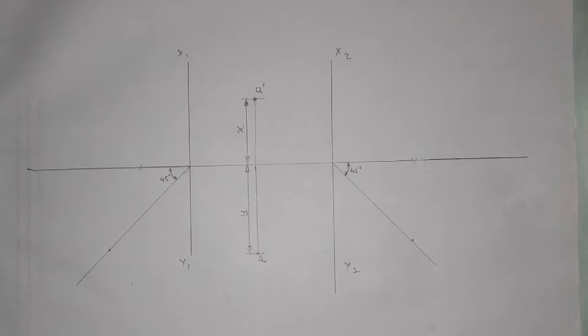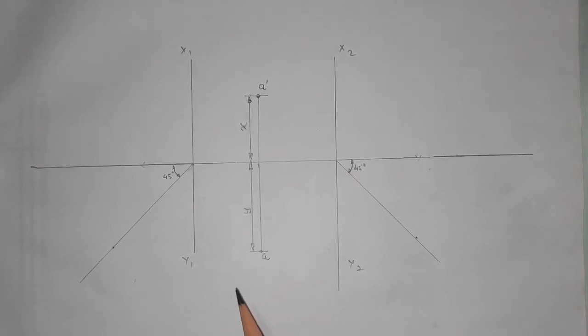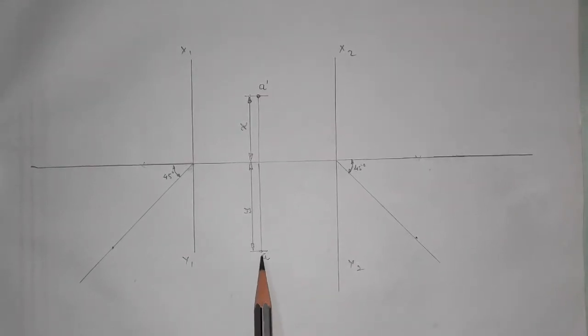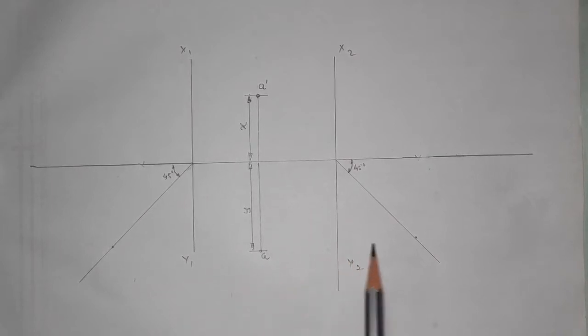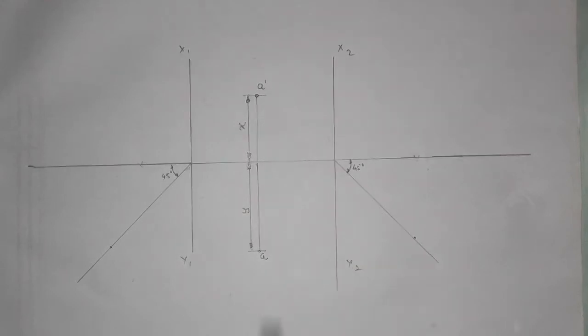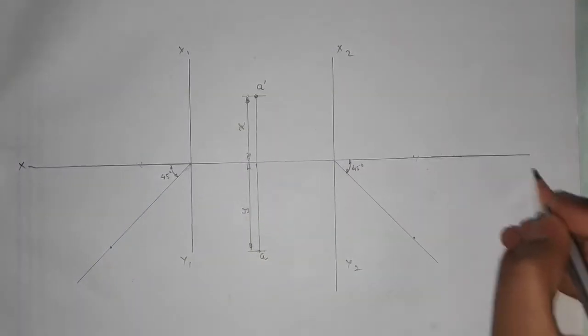Now just see where the top view of this point is. The top view of the point is over here. So the procedure is, from this top view, project a line straight till it touches the 45 degree line, and this projection line should be parallel to the XY line.